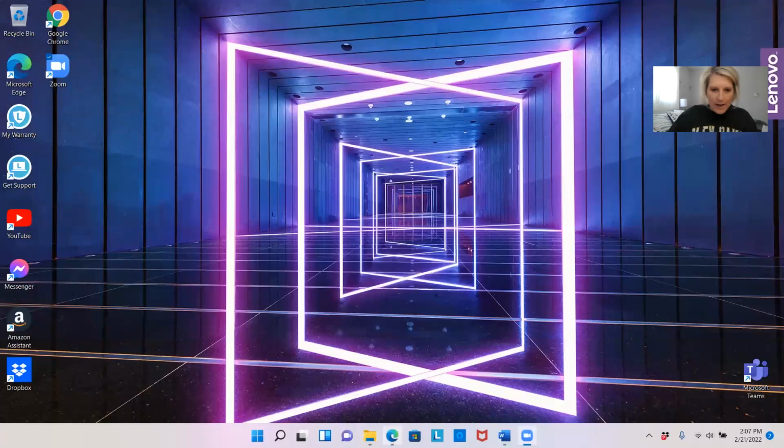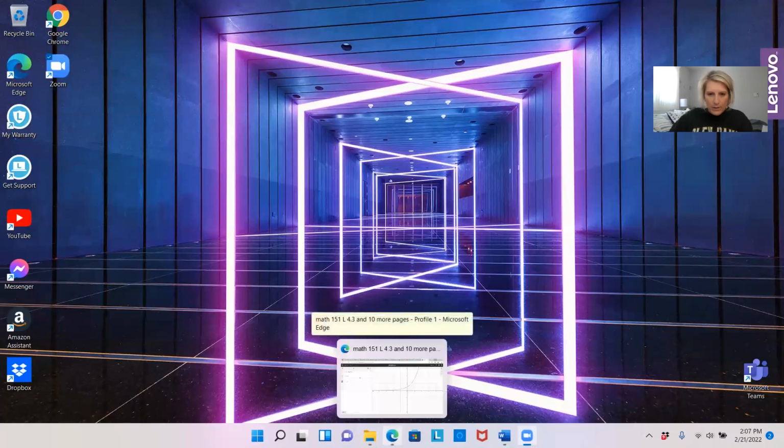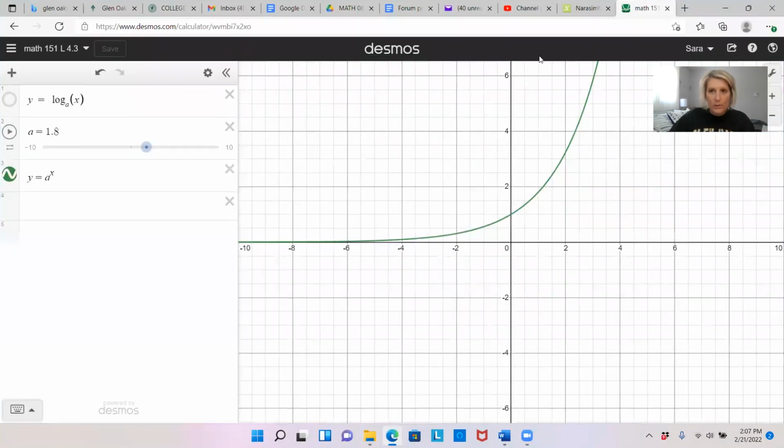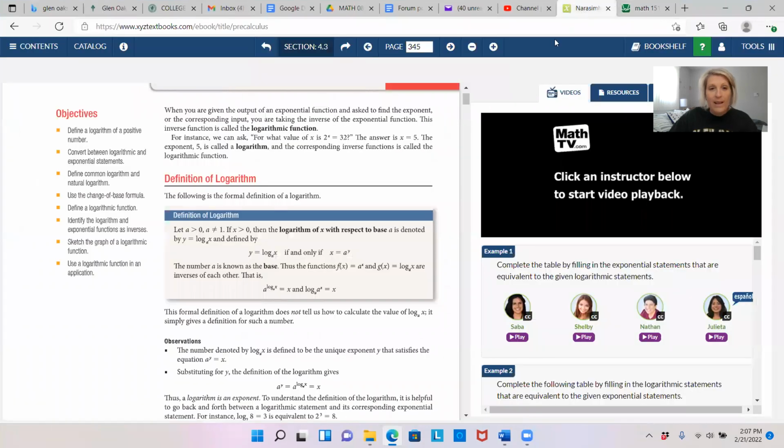Hello, we are back for lesson 4.3. We're going to be learning about logarithmic functions. They are the inverse function of an exponential function.